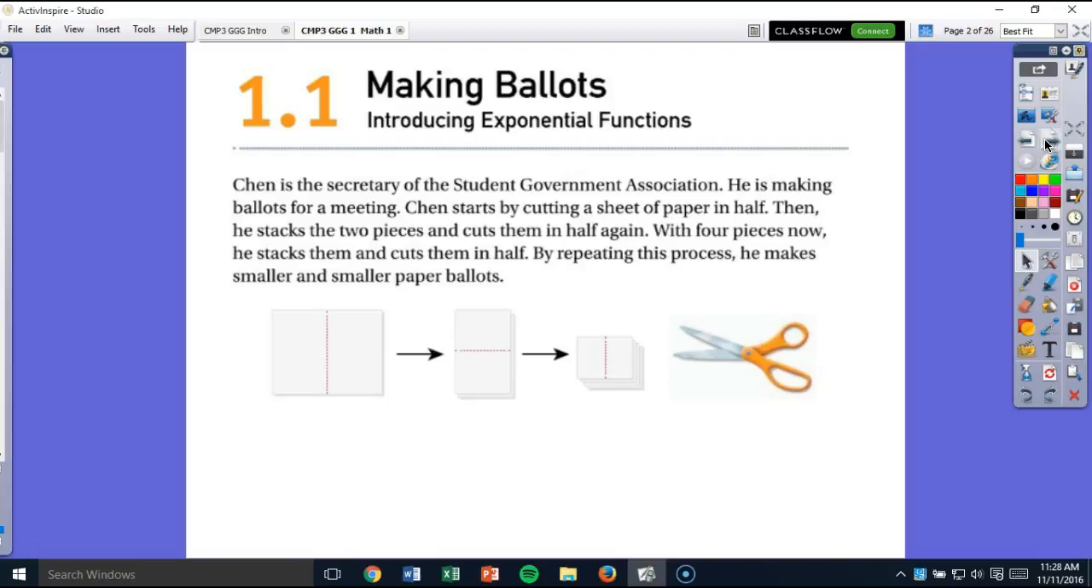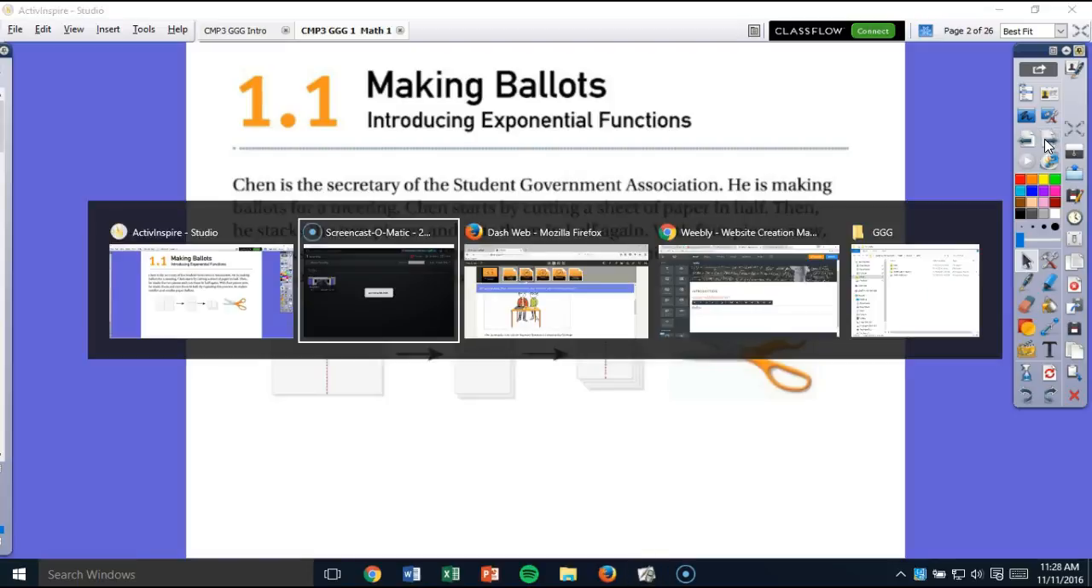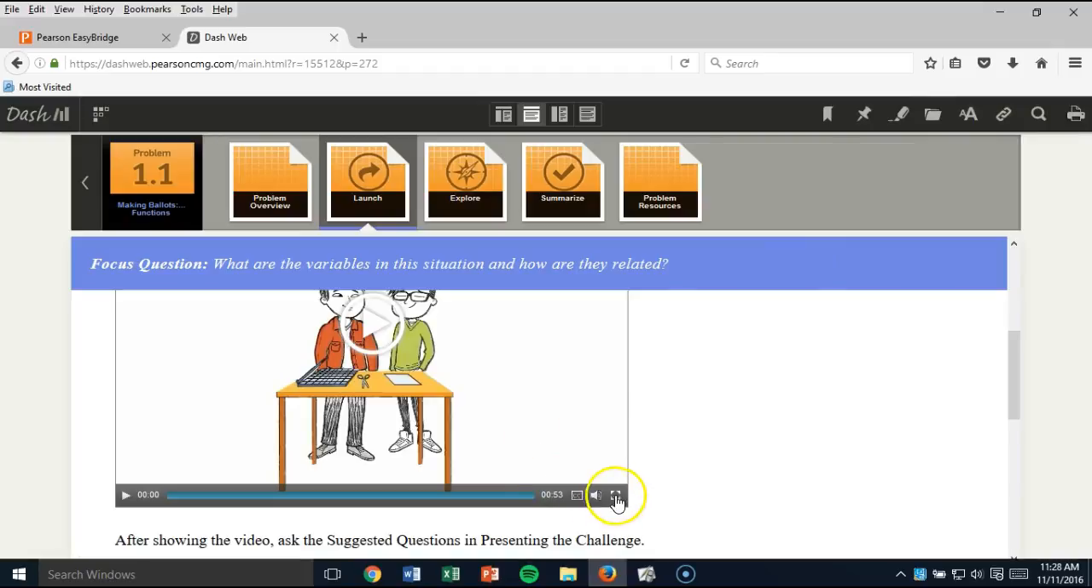So in our textbook, it says Chen is the secretary of the Student Government Association. He's making ballots for a meeting. Chen starts by cutting a sheet of paper in half. Then he stacks the 2 pieces and cuts them in half again. With 4 pieces now, he stacks them and cuts them in half. By repeating this process, he makes smaller and smaller paper ballots. Let's take a look at a video that might help with this, or not.